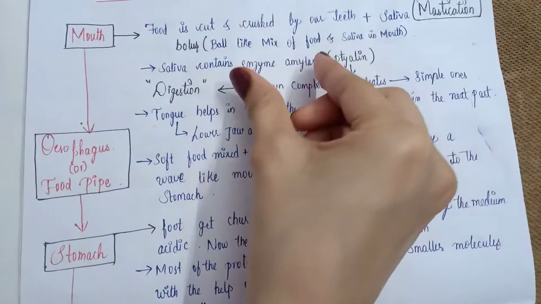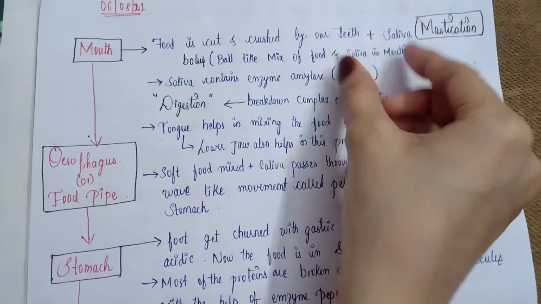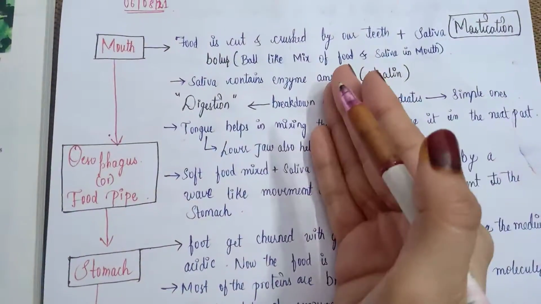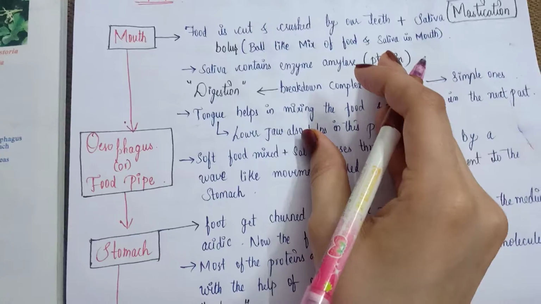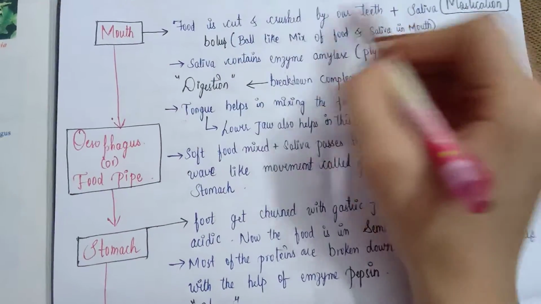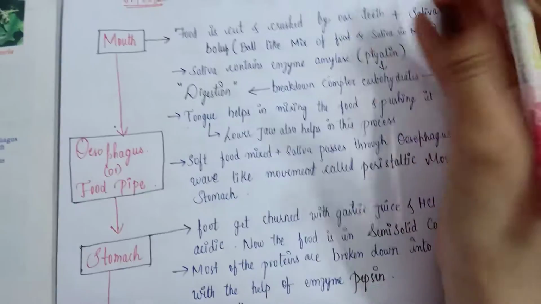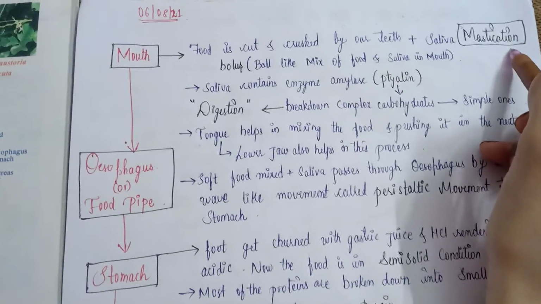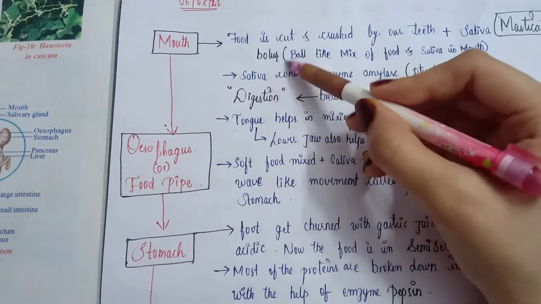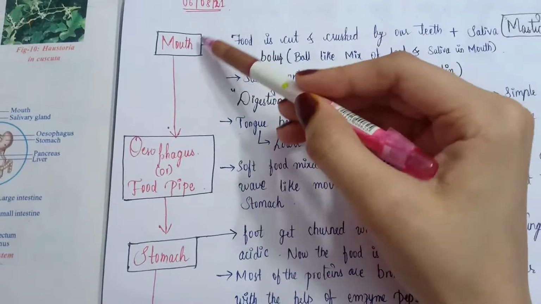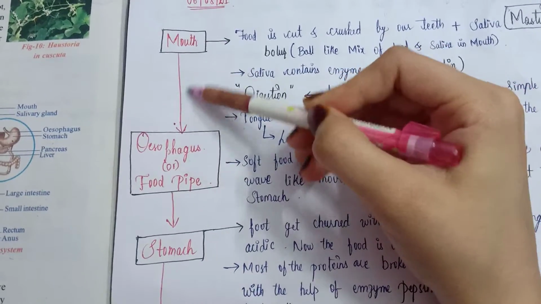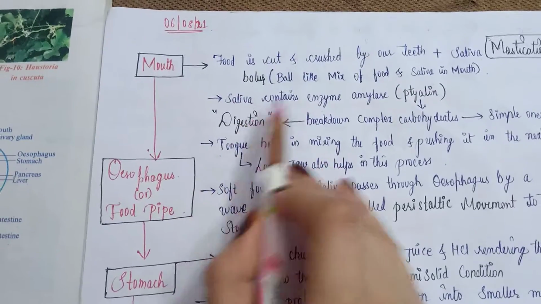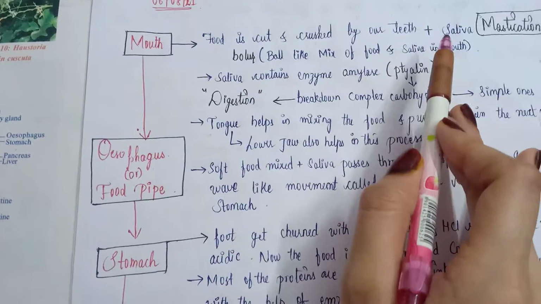When the food is mixed with saliva, it gets a ball-like structure, completely round, that is nothing but bolus. The mixing of food with saliva and becoming a ball-like structure is called mastication. What does this ball-like structure do? It helps in passing the food from the mouth through to the esophagus. But what happens in the mouth? When the food is mixed with saliva, what happens?